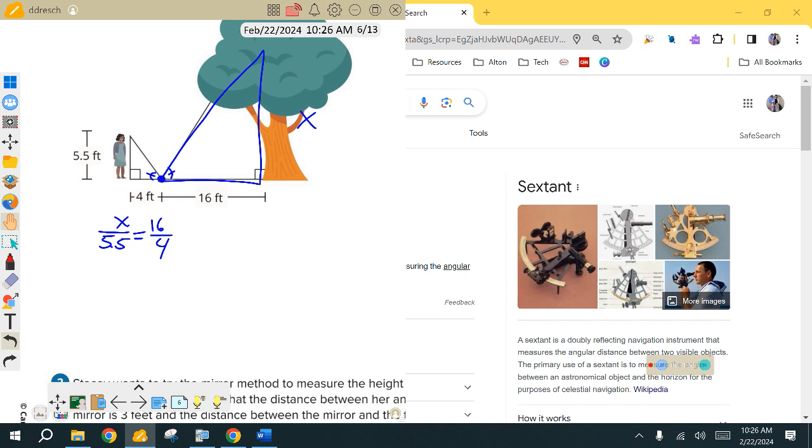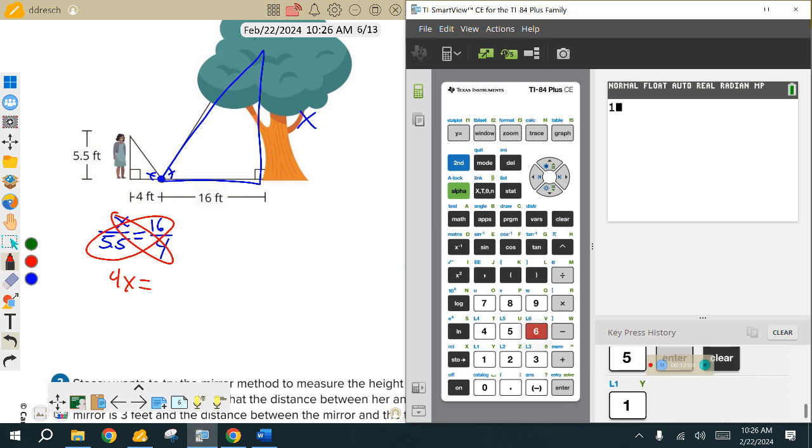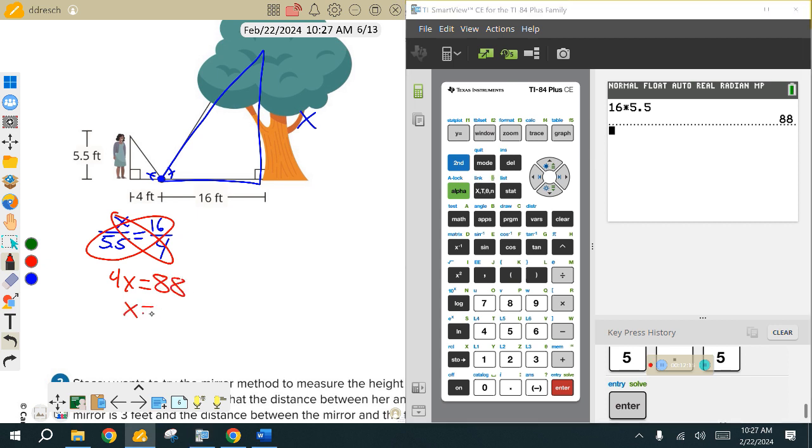Today's all about trying to set that proportion based off the description. Okay, cool. Do it. 4x equals 16 times 5.5, right? Calculator says 88. Divide by 4, and what's the height of that tree? Now, is it going to be exactly 22 feet? Probably not. This is what we say is indirect measuring. It's a rough estimate, but it's probably not terribly far off from 22 feet, just by using a mirror and a simple tape measure and knowing what your height is.